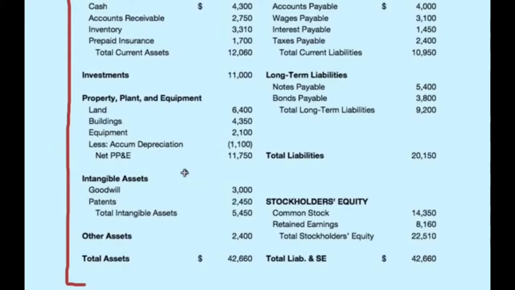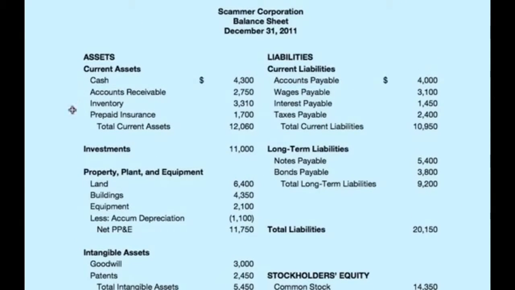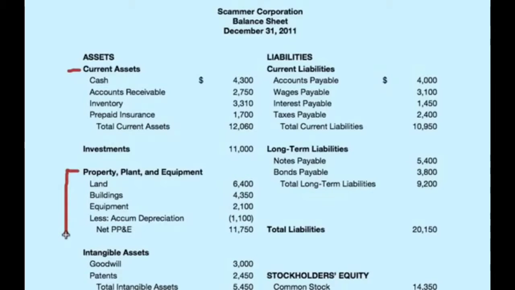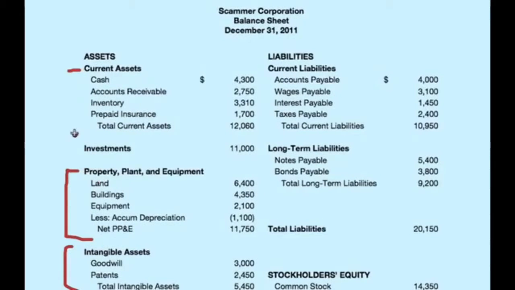Now, another thing to understand is that let's start with the assets. The assets are divided up into two sections. You have current assets, which are right here, and then you have long-term assets or fixed assets, which are usually right here, and right here as well. Anything that's not a current asset is a long-term asset. So current assets are resources that are going to be used up within a year. So cash, accounts receivable, inventory, prepaid insurance, those are all assumed to be used up within a year.